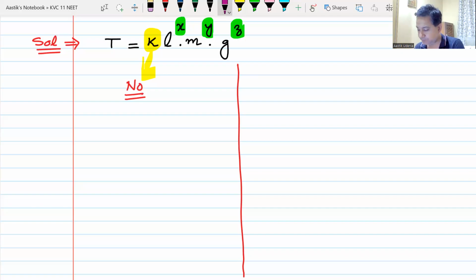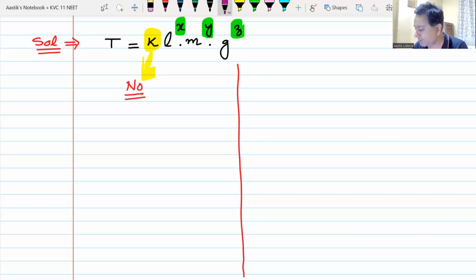By using the dimensional formula. What are we going to do by using the dimensional formula? Okay, so I'm going to write the dimensions of all the quantities, and then the dimension on the left hand side should be equal to the dimension on the right hand side.